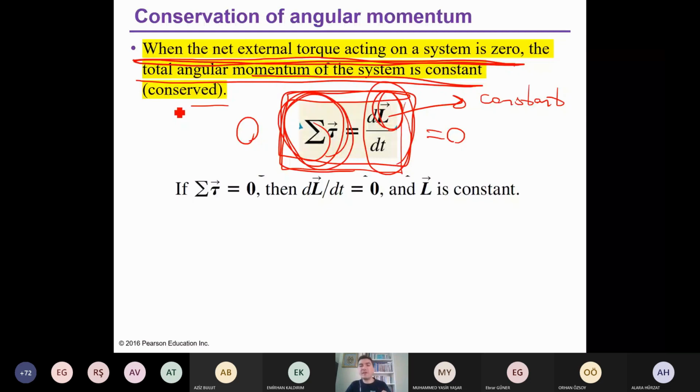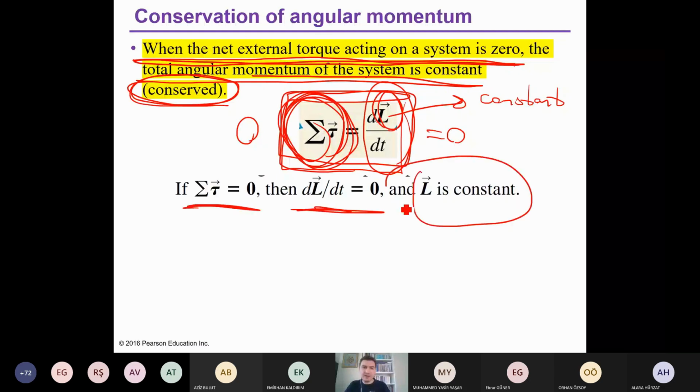And this is very helpful information when you are solving the questions in chapter 10. Okay, if the net torque is 0, then this is 0 and angular momentum is constant. So in the previous transparencies, we have calculated that angular momentum is given with moment of inertia times angular speed, omega, okay?